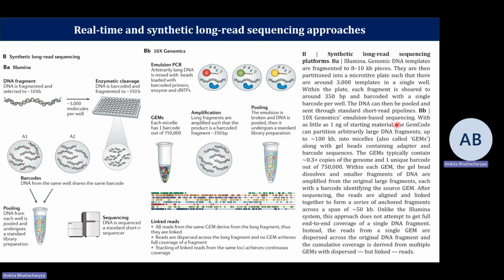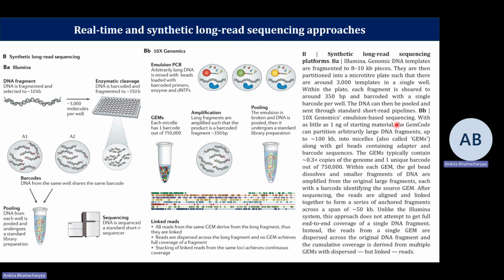So for synthetic long read sequencing platforms, you have this Illumina strategy once again. So you have genomic DNA templates that are fragmented to approximately 10 kb long pieces. Now think about it, 10 kb is still pretty long. And they are then partitioned into a microtiter plate with around 3,000 templates in one well. And within the plate, each fragment is then sheared, and it undergoes even further subdivision to approximately 100 kilobases into micelles, which are also called GEMs, along with gel beads containing adapter and barcode sequences.